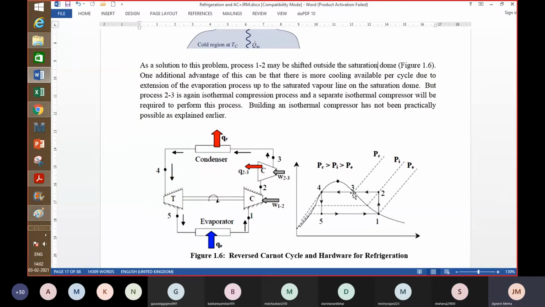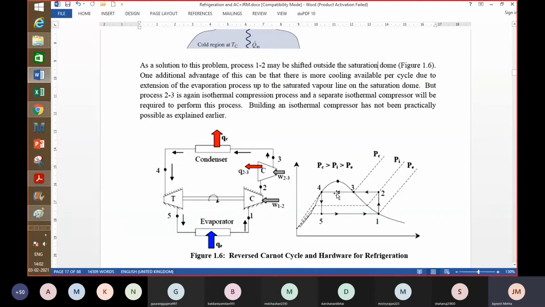So again, you have brought back the same problem. Isothermal compression is to be carried out in this component. Again, a fast moving machine, it has to reject heat at a very high rate. A compact machine, again, that is not feasible, not a practicable thing. So process 2-3 is still an issue.